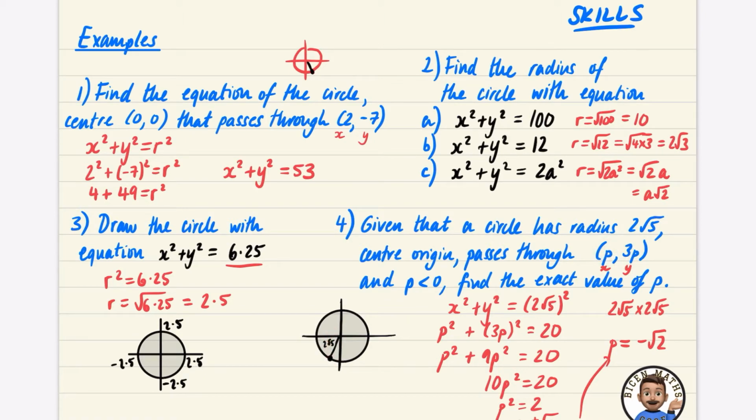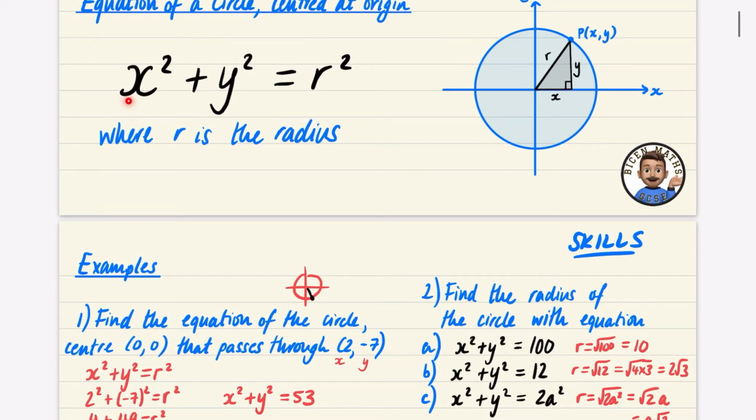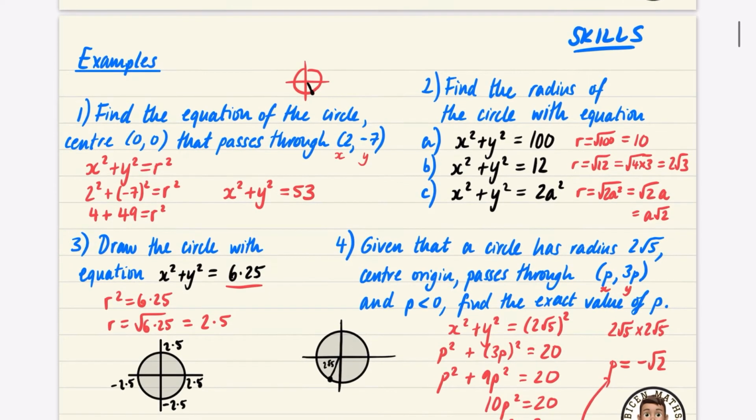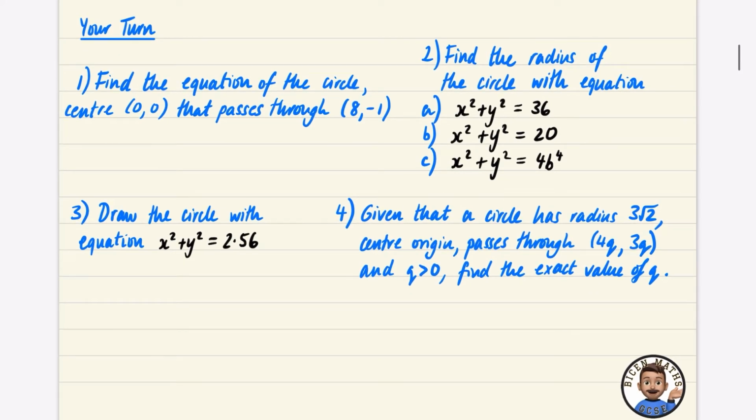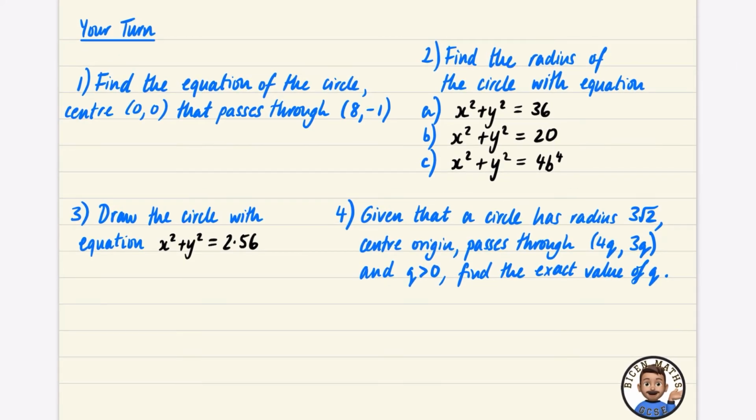So really, every single question here has just repeated the same use of this formula that we've got. We're only looking at the equation of a circle here. So I have got some questions for you to do down here. Have a go at these, pause the video, and then I'm going to go through them a little bit quicker in just a second.